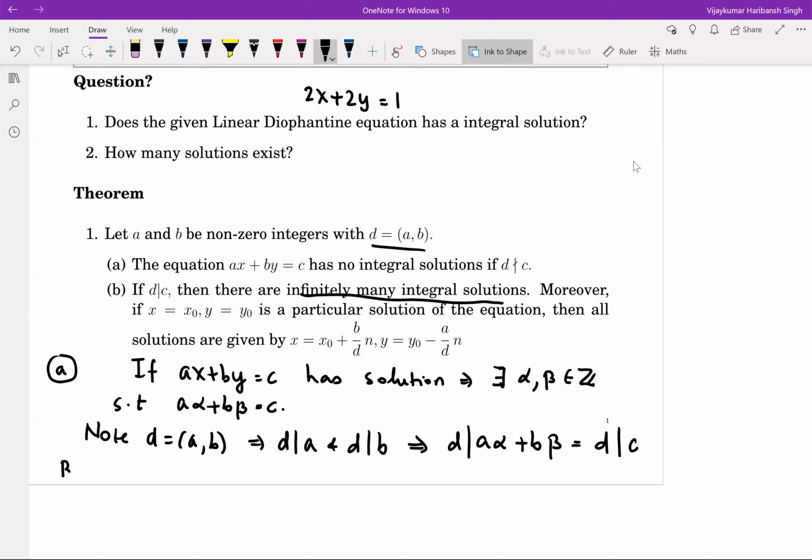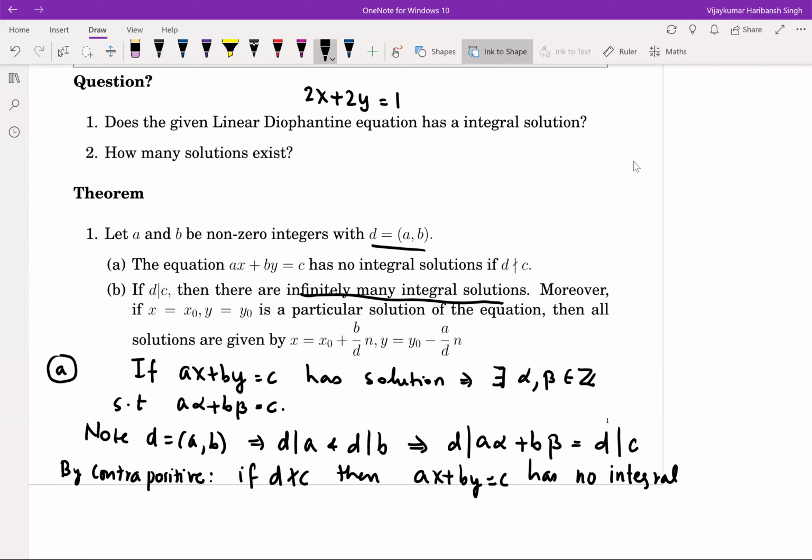So by contrapositive, if d does not divide c, then ax plus by equals c has no integral solutions. Of course, otherwise it will have solutions, right? Because it's a line in R2 if you're considering non-integral solutions. But our goal is to only consider the integral solutions.